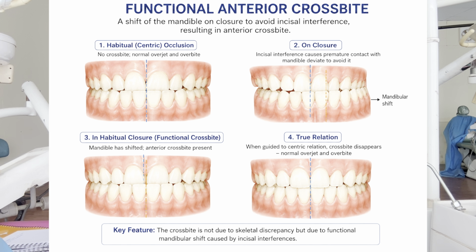The second one is functional anterior crossbite. They result from a functional shift of the mandible. The presence of occlusal prematurities deflects the mandible into a more forward path of closure. These are commonly seen in pseudo-class 3 type malocclusions, and they are to be treated by eliminating the occlusal prematurities. If left untreated, it may transform into a true skeletal crossbite.